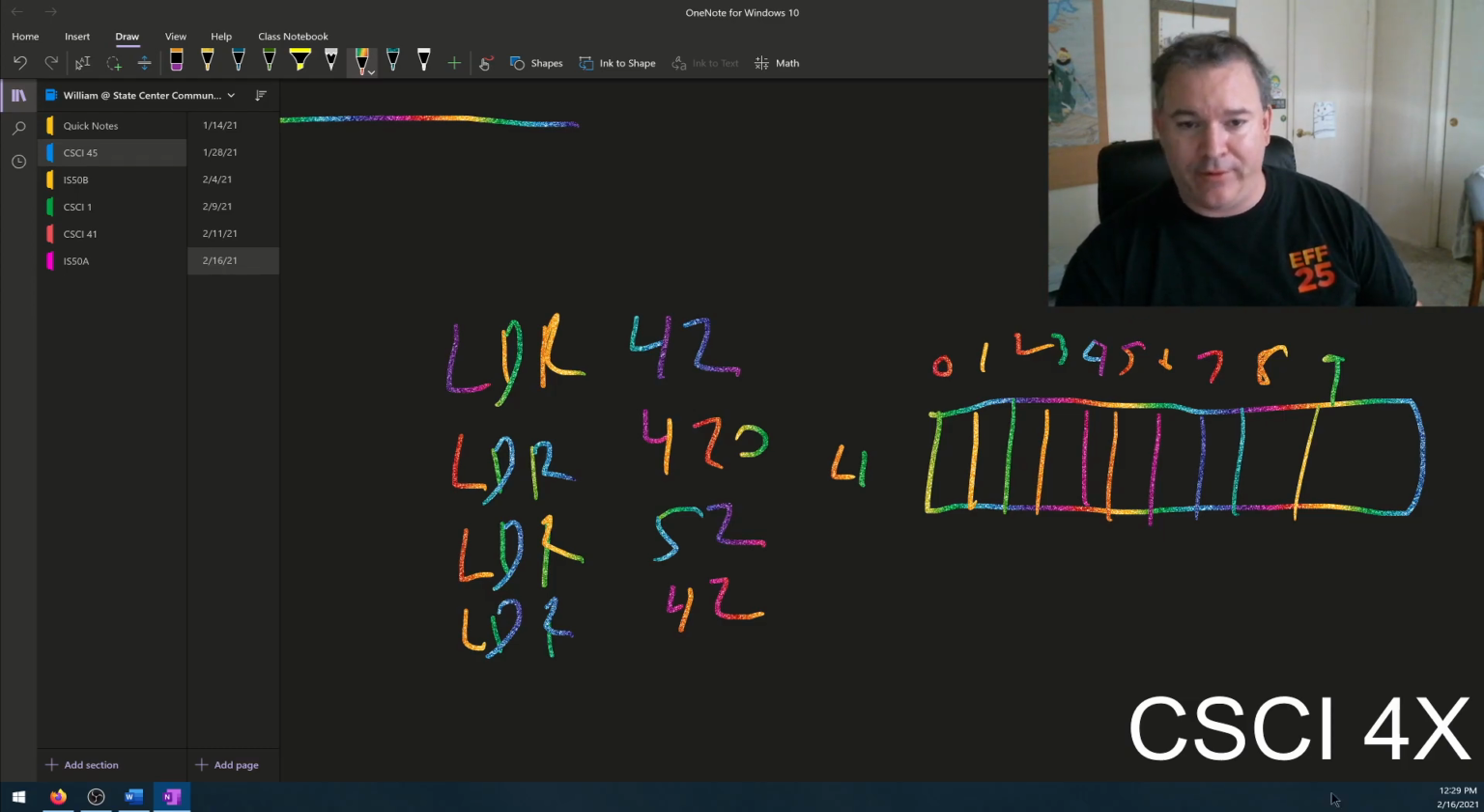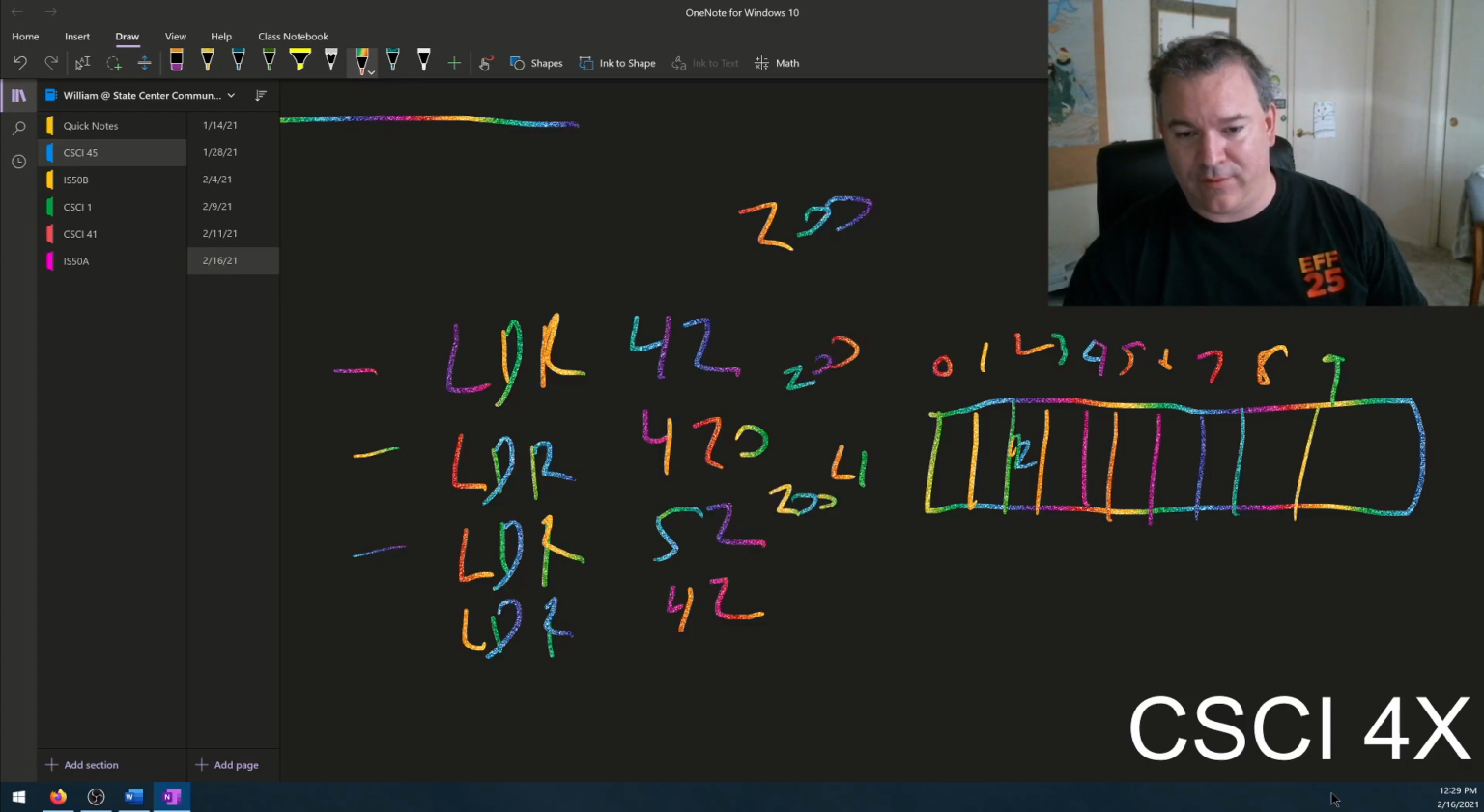Well, our program's never loaded memory address 42 before. So it's going to be a cache miss. And so it's going to write 42 into here. And so that's going to be cache miss, cache miss, cache miss. We've never seen these things before. So that's going to be 200 cycles for this one, 200 cycles for this one, 200 cycles for that one.